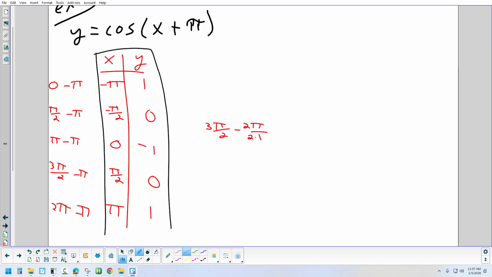Now, you might not see a pattern here because they don't all have the same denominator, but this is negative 2 pi over 2, negative 1 pi over 2, 0 pi over 2, 1 pi over 2, 2 pi over 2, 3 pi over 2, 4 pi over 2, 5 pi over 2, 6 pi over 2. Just keep going. But we always reduce what we can so that it's simplified. Okay, any questions on the table?